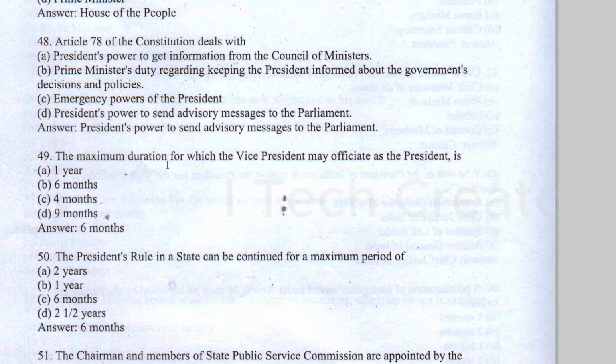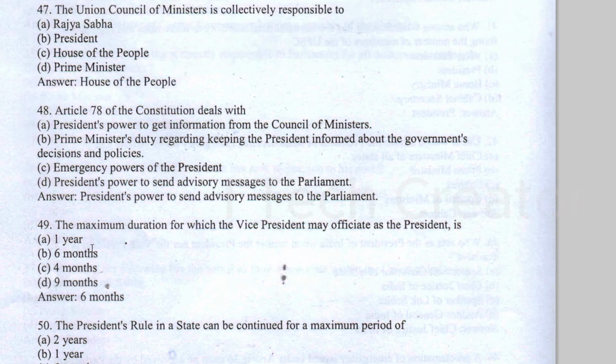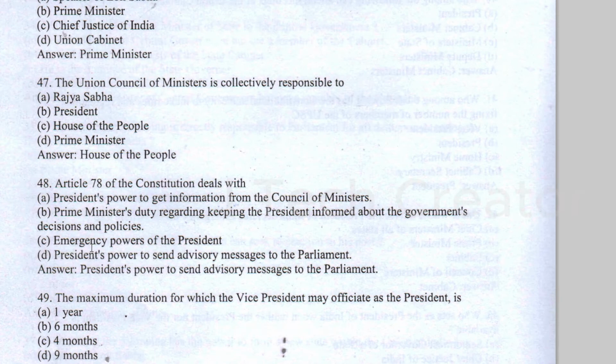The maximum duration for which the Vice President may officiate as the President is 6 months. Yes. Article 78 of the Constitution deals with the President's power to send advisory messages to the Parliament.